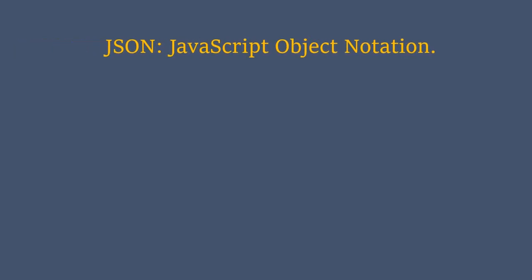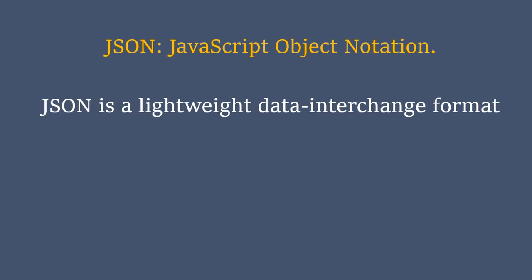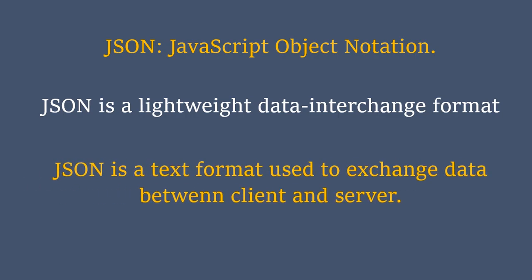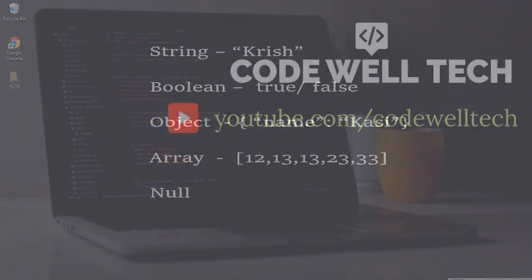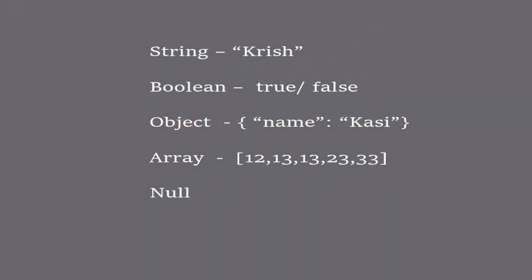JSON is nothing but JavaScript Object Notation. JSON is a lightweight interchange format. So we often use JSON to exchange data between client and server. And JSON is language independent. In any language, you can use JSON for exchanging data.